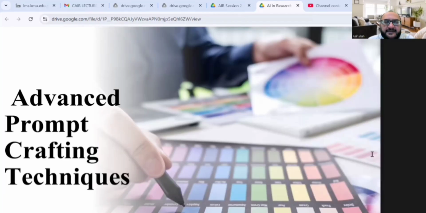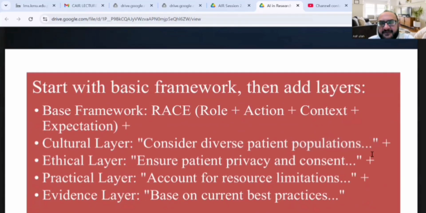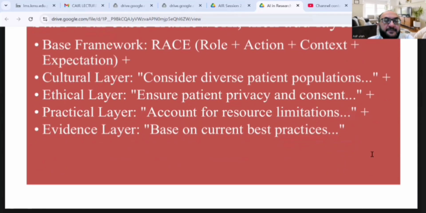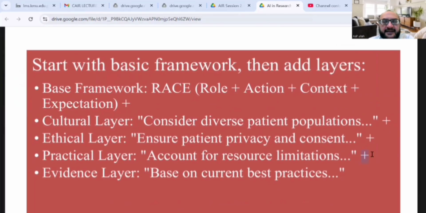There are other advanced prompt-crafting techniques. Technique one is the layered approach. Start with a basic framework and add layers. The basic framework is role, action, context, and expectation. Cultural layer: consider the diverse population. Plus ethical layer: ensure patient privacy and consent. Plus practical layer: account for resource limitations. Plus evidence layer: based on current best practices. So that is the layered technique.